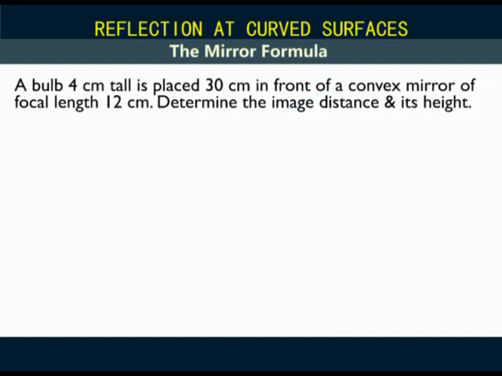So the object height H0 is equal to 4 centimeters. The image height H1 is unknown. Object distance U is 30 centimeters. The image distance V is unknown. The focal length F is negative 12 centimeters.